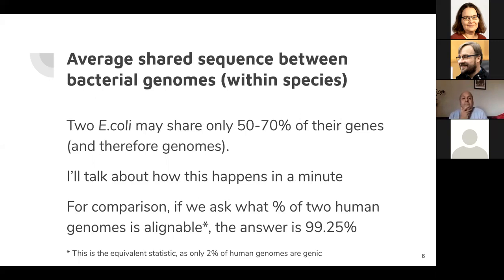What's interesting about bacteria, so I'm going to take E. coli as an example, is that if I took two random E. coli, they might only share 50 to 70% of their genes and therefore their genomes. I'll talk about how this happens exactly in a minute, but for comparison, if you ask that about two human genomes, the nearest equivalent would be asking how much is alignable, and that's over 99%. So you do have big events happening in human genomes, but human genomes are enormous compared to bacterial genomes, and as a proportion of the genome, bacterial genomes are structurally very, very variable.